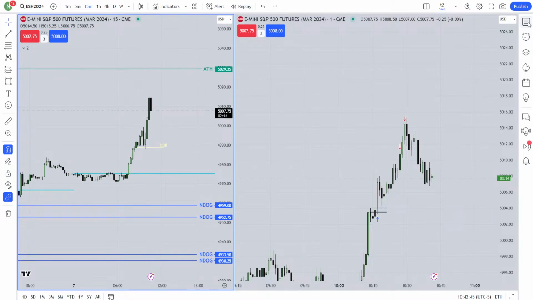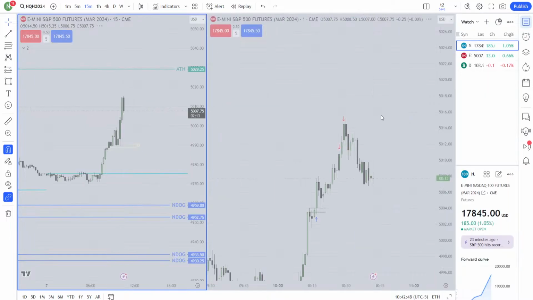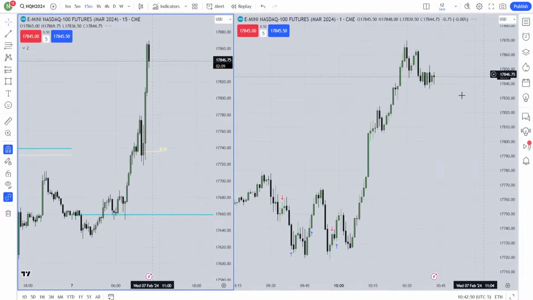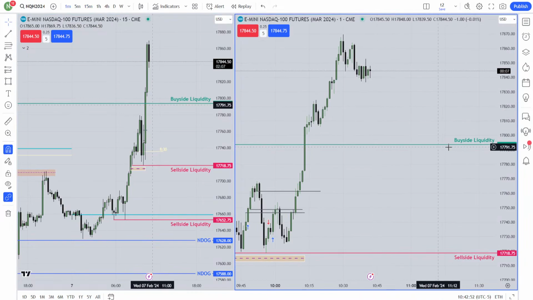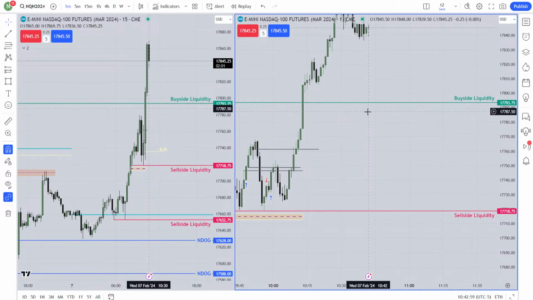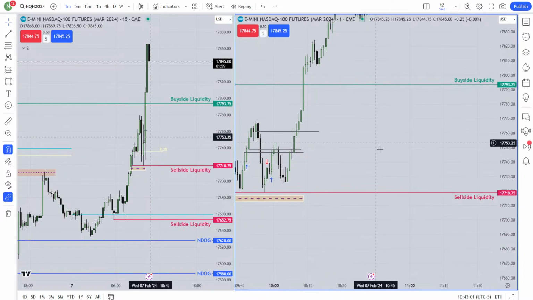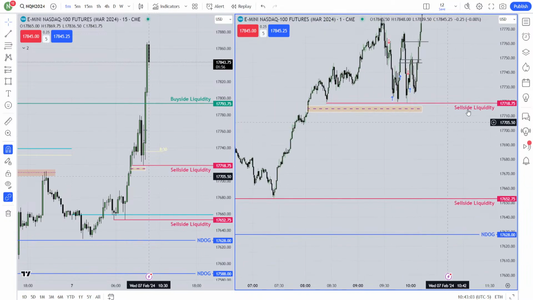In that case, I have to wait for the market to come back again. Sorry, the market has to come back again below the buy side liquidity, I mean the all-time high. It has to come back again below the all-time high. If it can come back below the all-time high, I mean that was the all-time high, then I have the specific level for NQ.